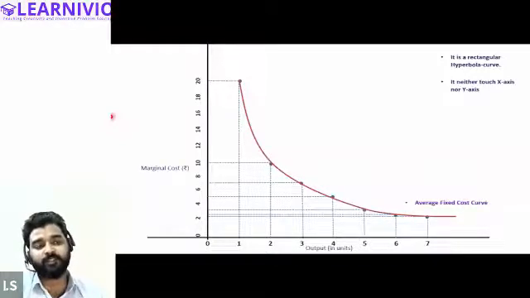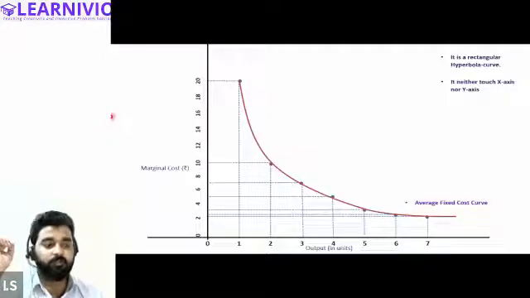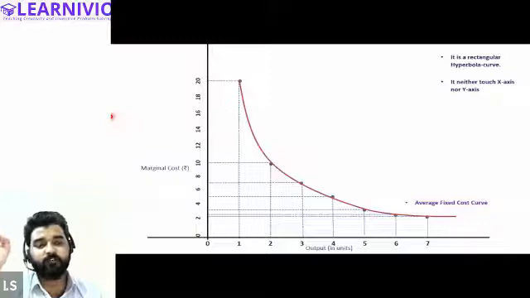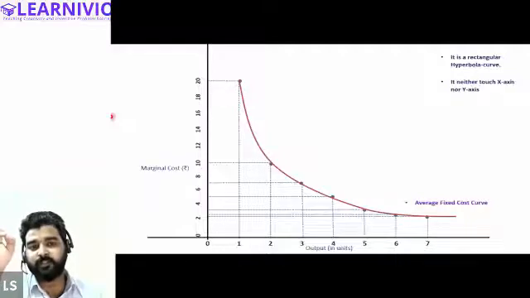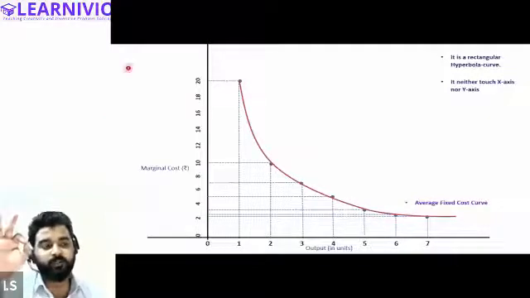Why does it never touch the x-axis? Because average fixed cost can never be zero. Average fixed cost can only touch the x-axis when it continues to decline and gets to zero. Once it becomes zero, only then can the average fixed cost curve touch the x-axis.